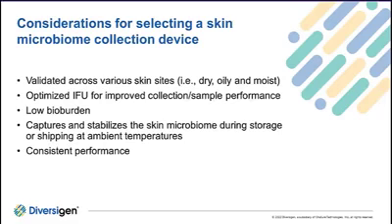To wrap up this section of biases in skin microbiome collection, there should be several considerations when choosing the best collection device, which we also notice when validating OmniGene skin. Keep in mind that an optimal collection device needs to be validated across different skin sites, again, dry, oily, and moist. It should contain an optimized information for use, or IFU. It should not contribute to the microbial profiles, meaning that it needs to be low bioburden. It needs to capture and stabilize the skin microbiome during shipping and storage at room temperature. And finally, it should provide consistent performance and results.